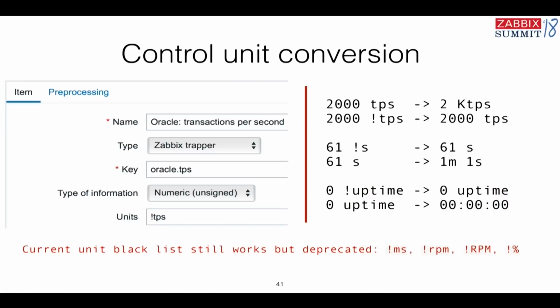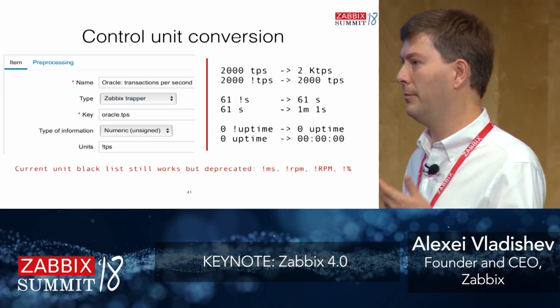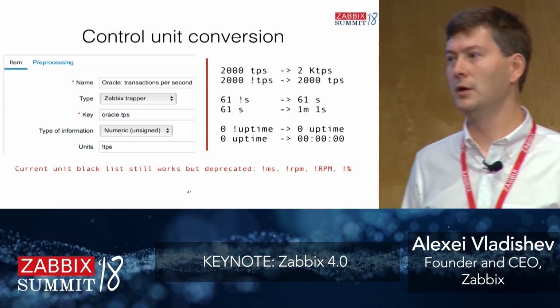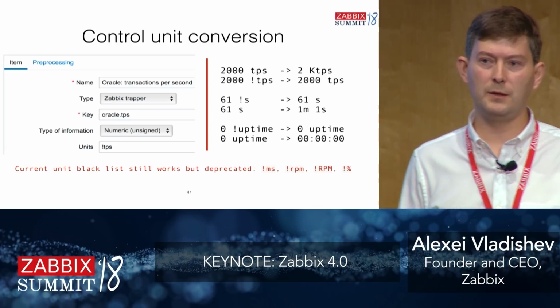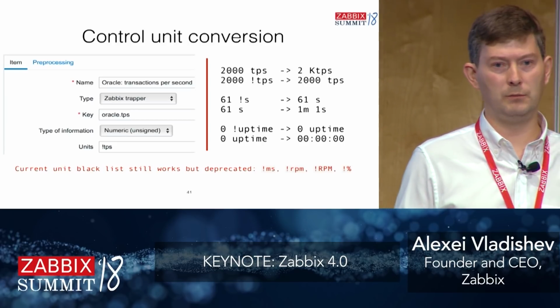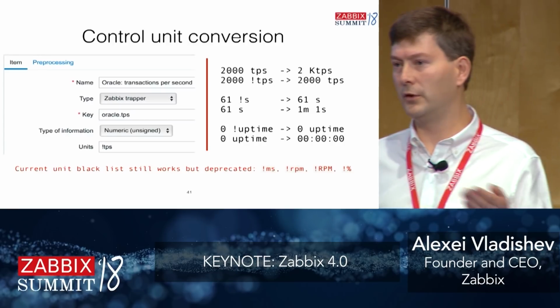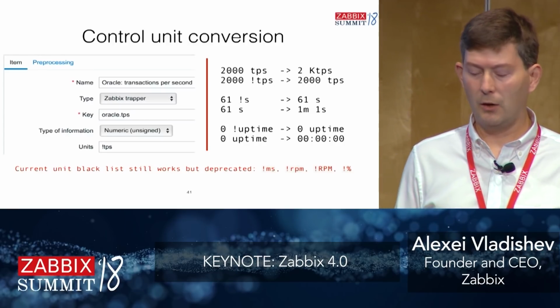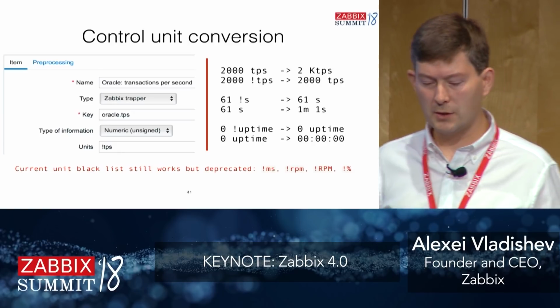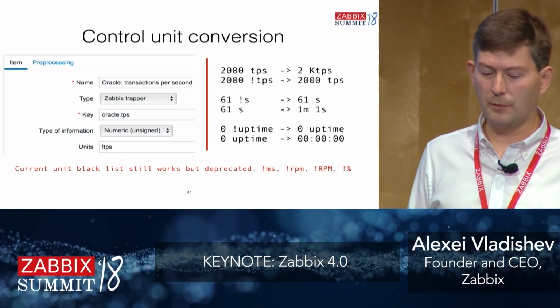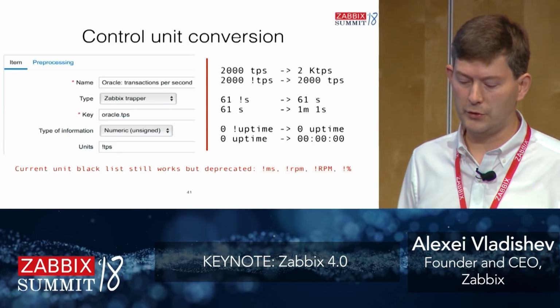The control of unit conversion is a very small feature, but it really allows us to switch on or switch off the functionality when Zabbix adds prefixes like kilo, mega, giga, tera, and so on. So using an exclamation mark, you just switch off this functionality. If you want TPS converted to kilo transactions per second, just use TPS as the unit. If you don't want it, just use an exclamation mark and Zabbix won't do any conversion.